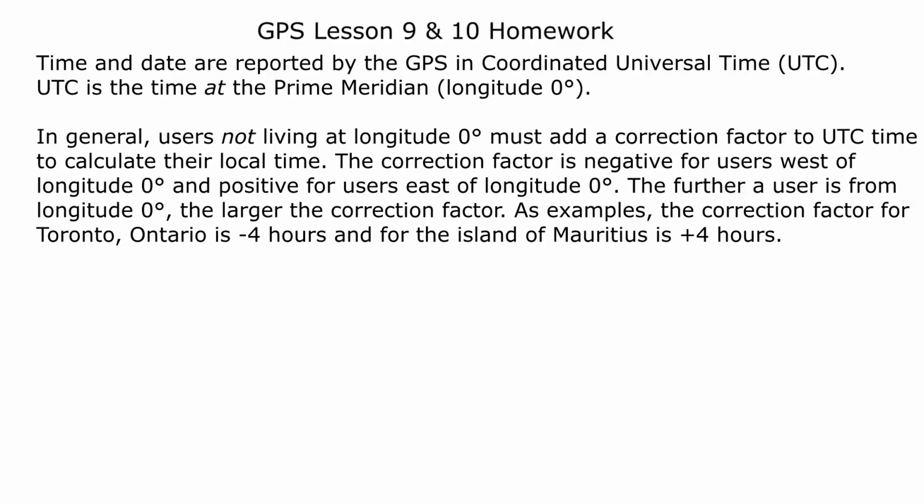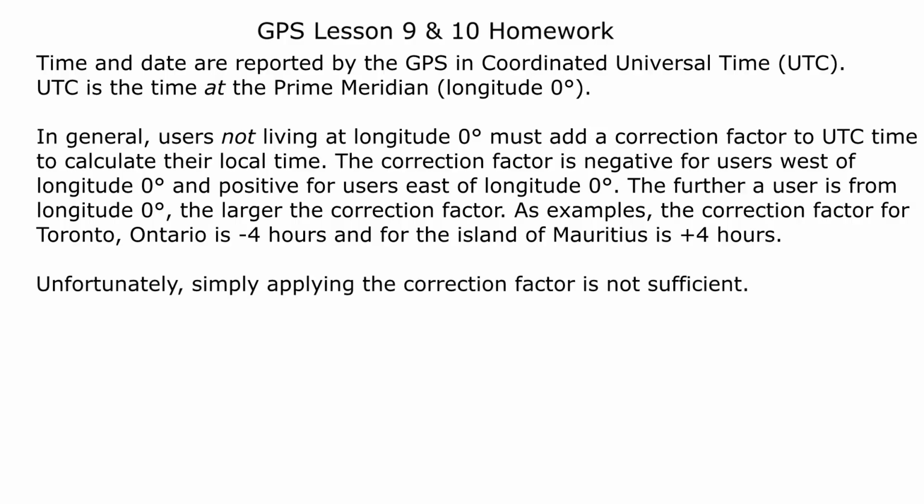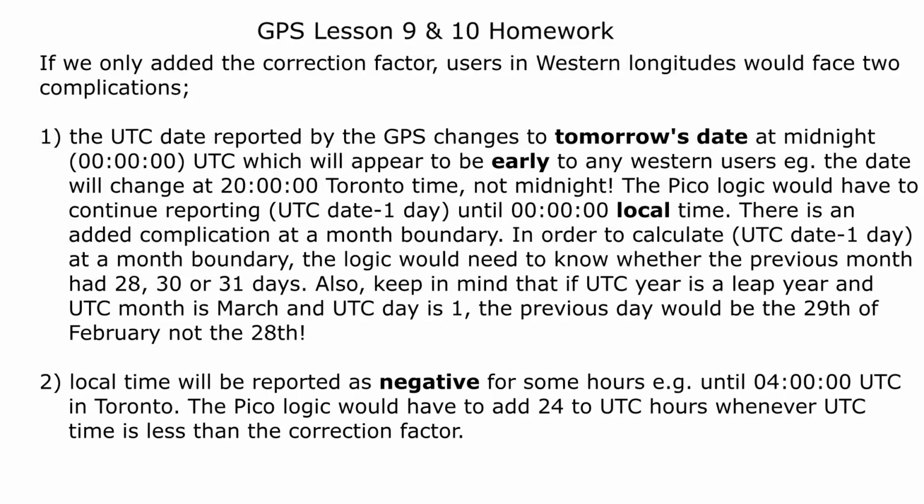As examples, the correction factor for Toronto, Ontario is minus 4 hours, and for the island of Mauritius is plus 4 hours. Unfortunately, simply applying the correction factor is not sufficient. If we only added the correction factor, users in western longitudes would face two complications. The first being that the UTC date reported by the GPS changes to tomorrow's date at midnight UTC, which will appear to be early to any Western users. For example, the date will change at 8 o'clock at night, Toronto time, not midnight.